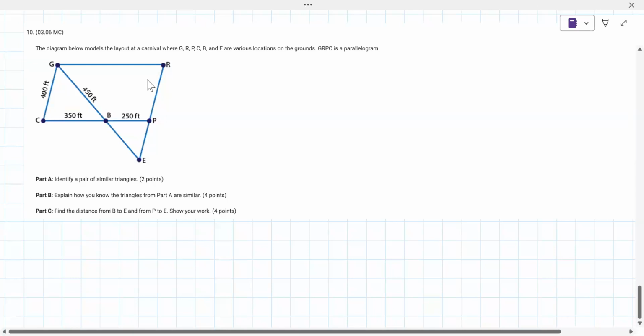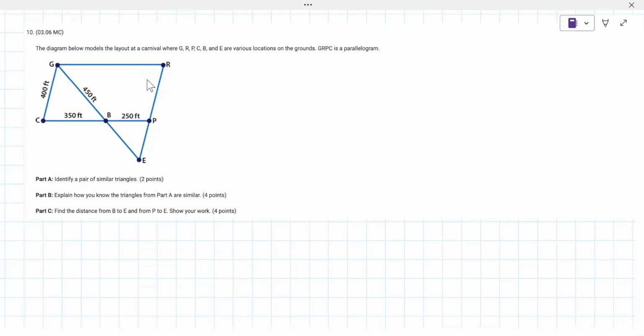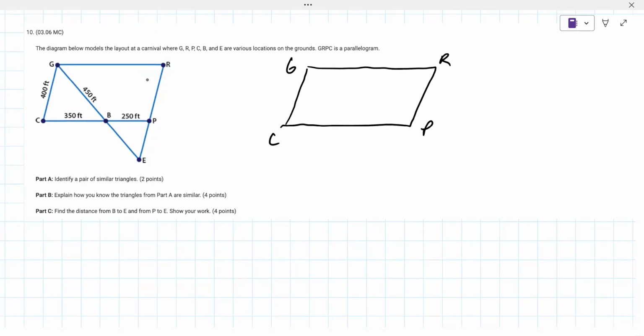All right, the diagram below models the layout at a carnival where G, R, P, C, B, and E are various locations in the grounds. GRPC is a parallelogram. Okay, so that's important here. The fact that it's a parallelogram means that opposite sides are parallel, but more importantly, opposite sides are congruent. So the 400 on the left here is the same as the 400 on the right. I don't even know if we're going to need this, but the 350 plus 250, which is 600, is the same as up here.